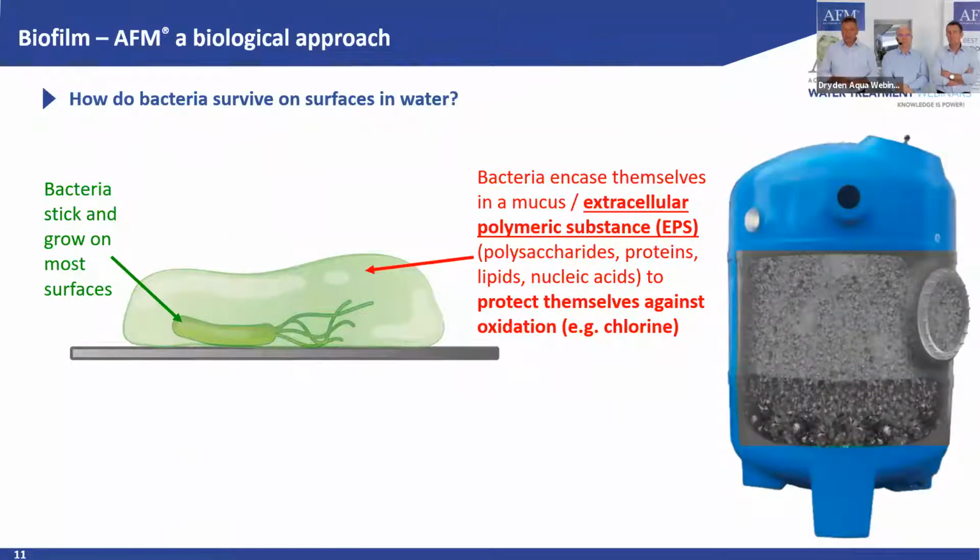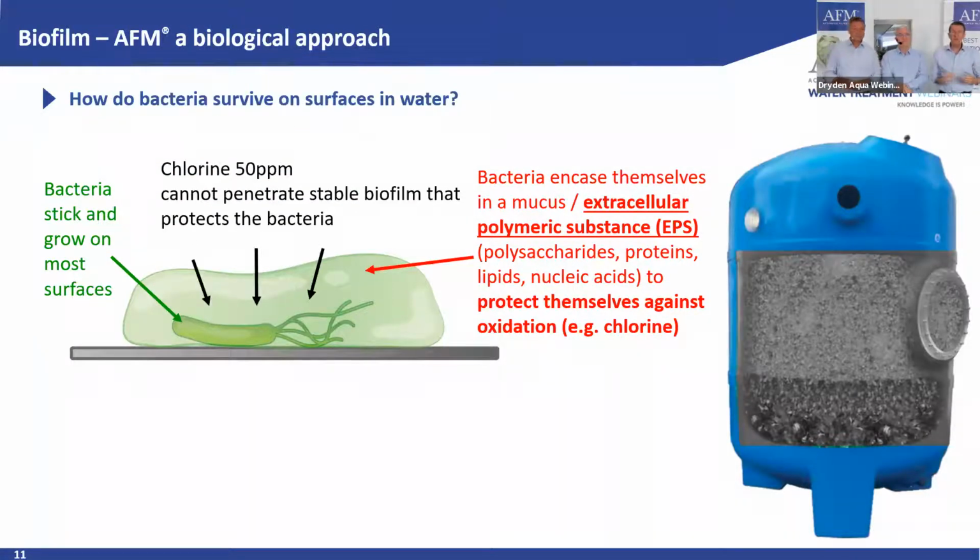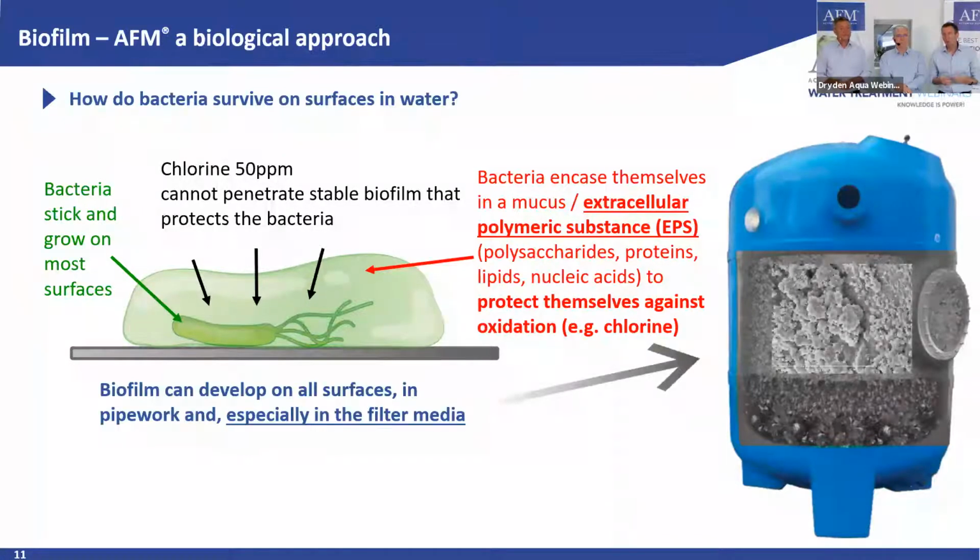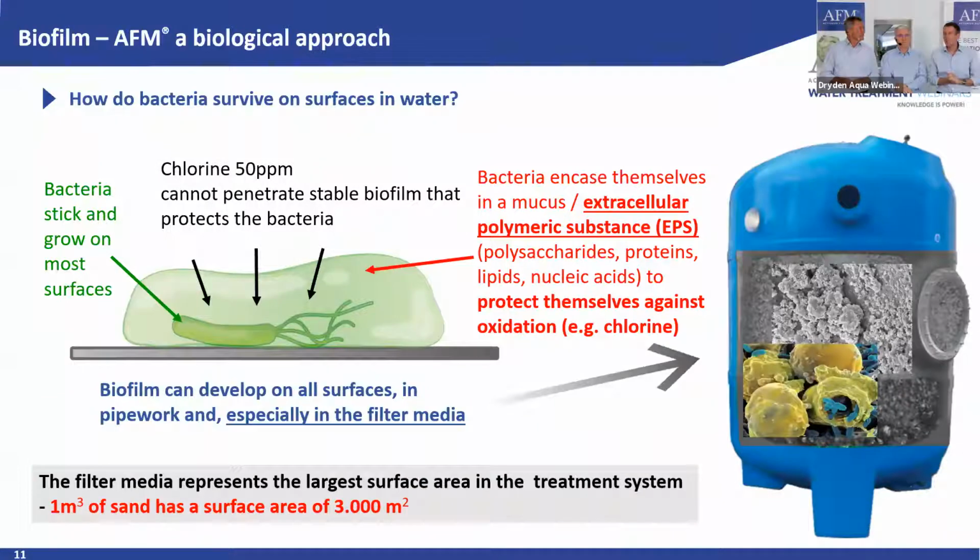If temperatures are nice, heterotrophic bacteria can double every 30 minutes, so it goes really exponential, and that can create some problems. The biggest surface that we have in a system is actually the filter media itself. If you look at sand, 1 cubic meter of sand has a surface of 3,000 square meters. That's a lot. That could be 90, 95% or more of all the surfaces that are in contact with water.